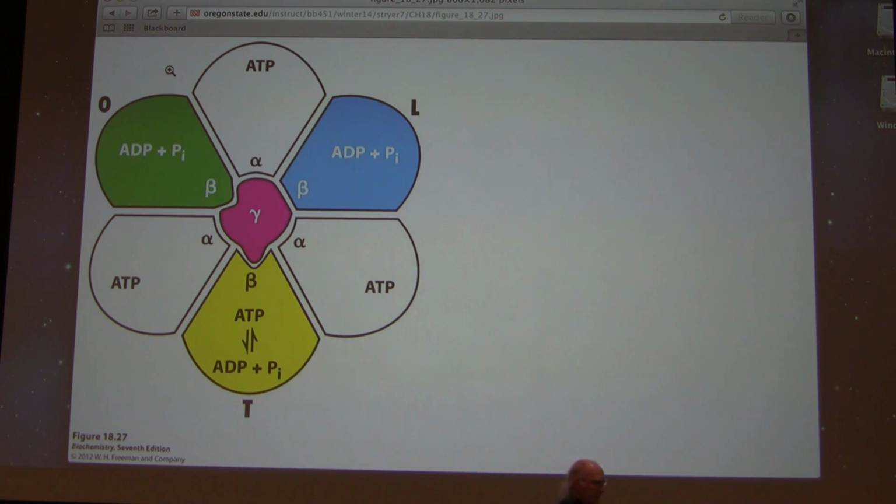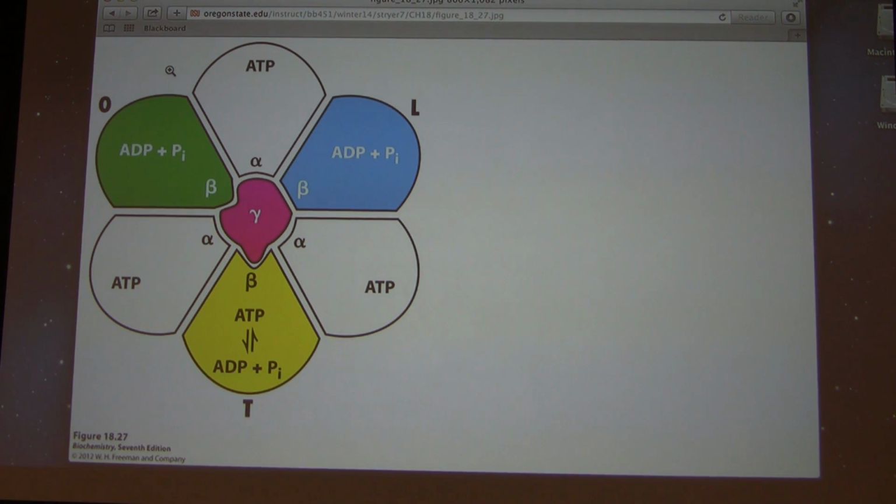What are the functions of those forms? The functions are not shown very well in this figure. The function of the open form is basically to open up and release what it made. What did it make? Down here it made ATP. So the function of open is to release the ATP. It's not really shown well here.